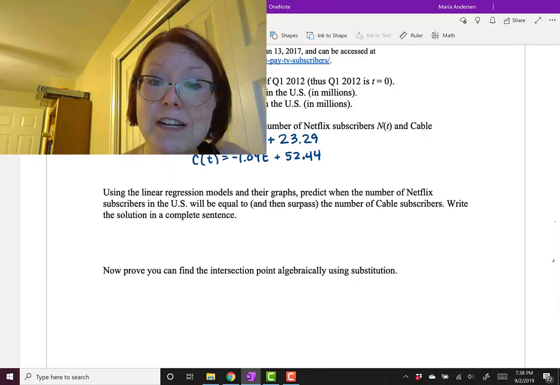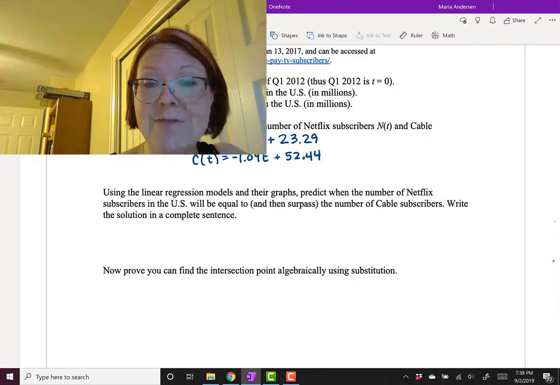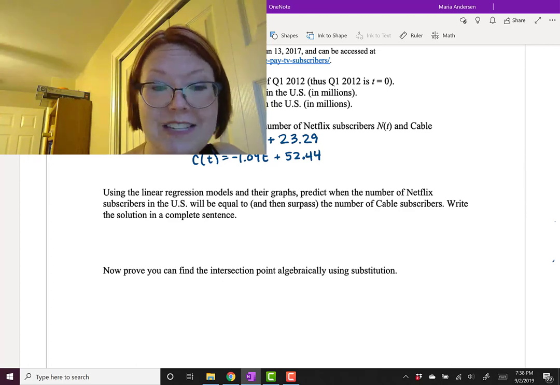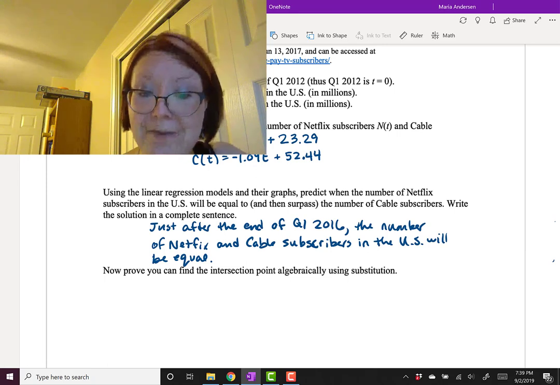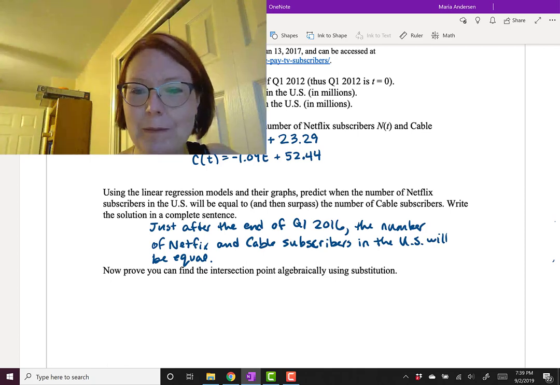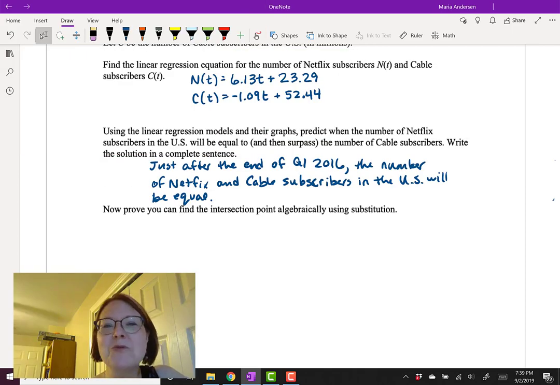In other words, when time is just over t equals 4, the two equations will be equal. T equals 4 is 4 years since the end of quarter 1, 2012. So that would be the end of quarter 1, 2016. So just after the end of quarter 1, 2016, the number of Netflix and cable subscribers in the US will be equal.